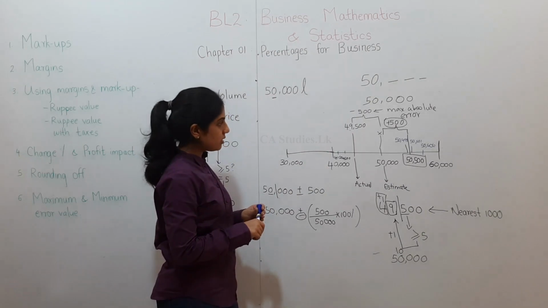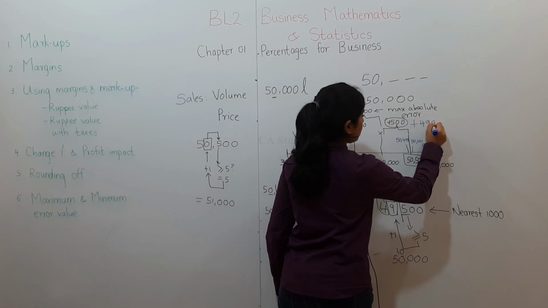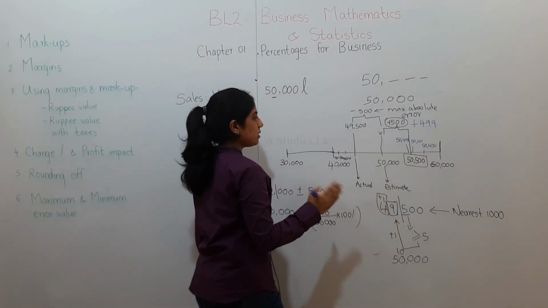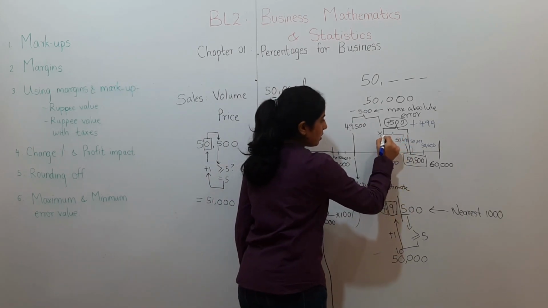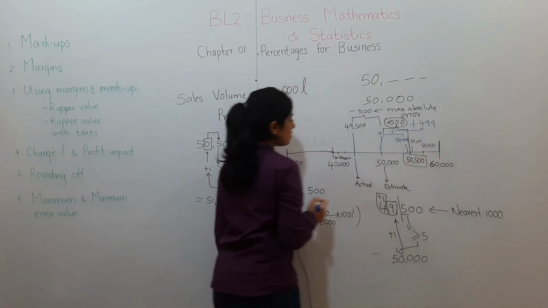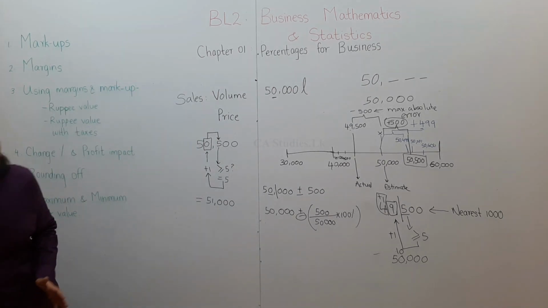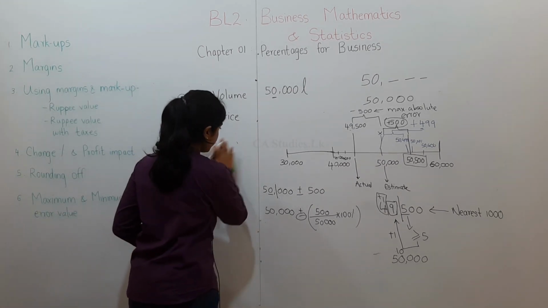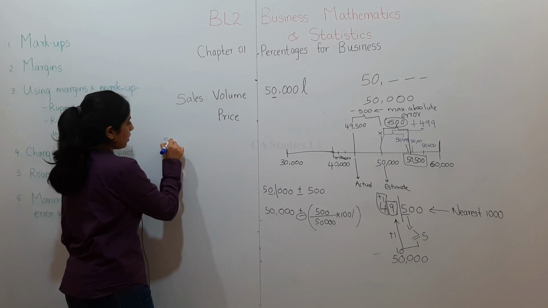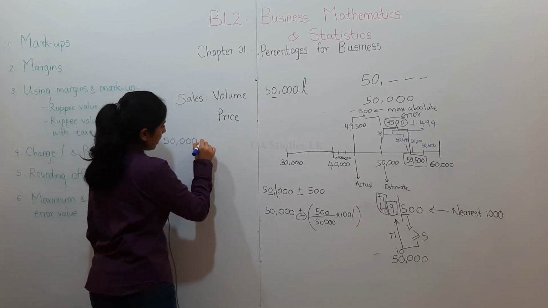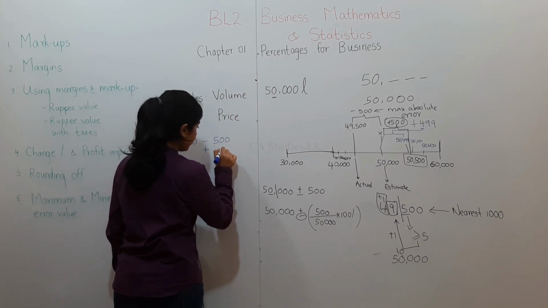50,499 means your plus will become 499. Not 500, because the difference between these two is 499. So theoretically, your error must be expressed as, if it is perfect, 50,000 minus 500, and then the plus you should show 499.